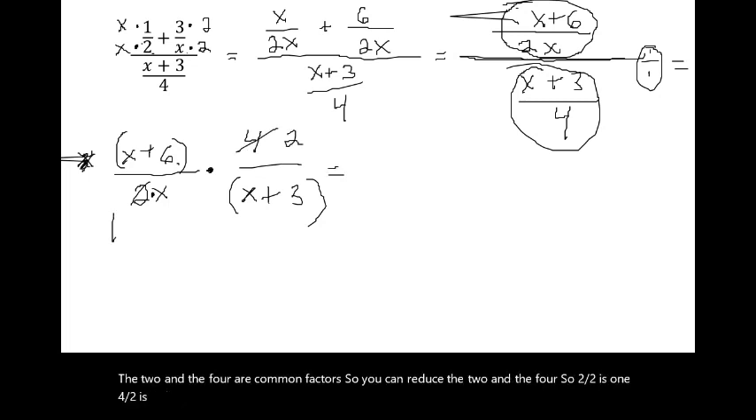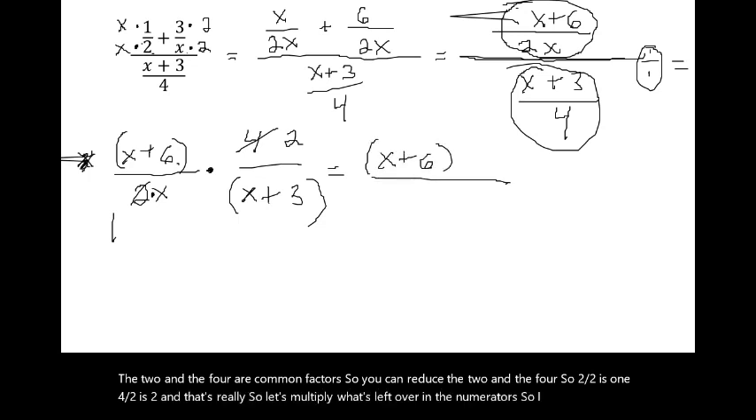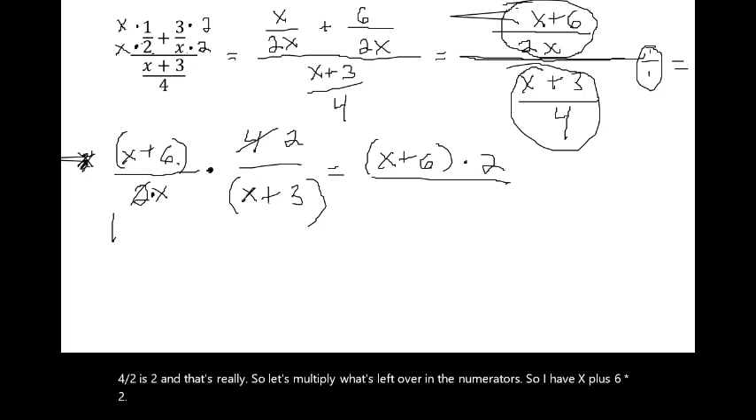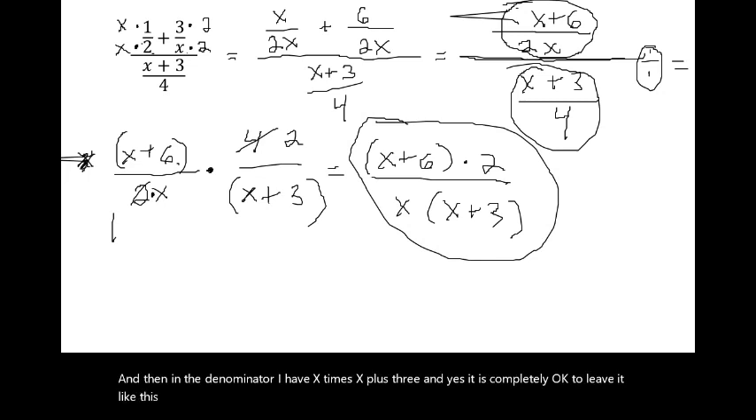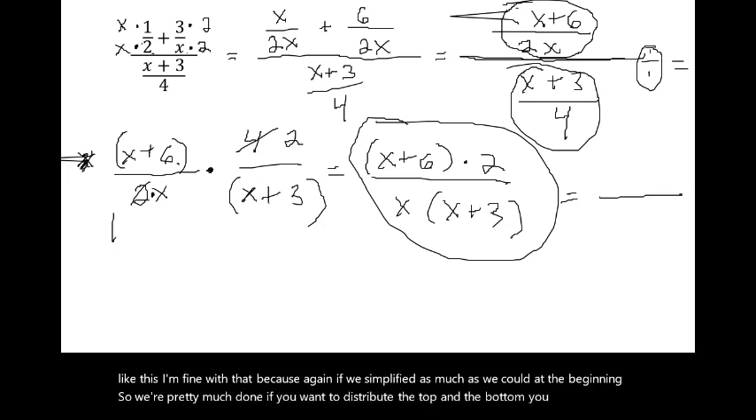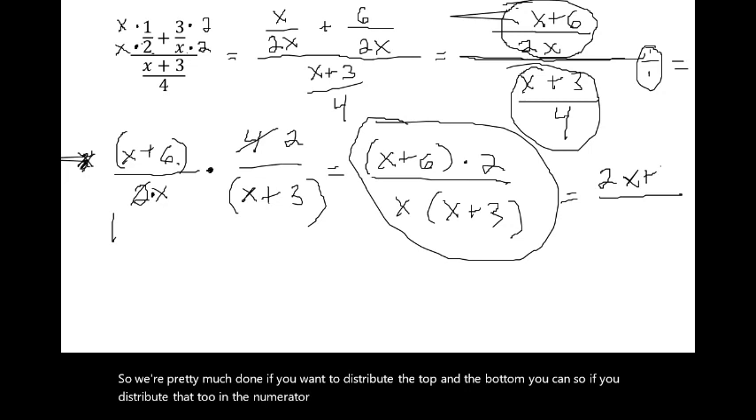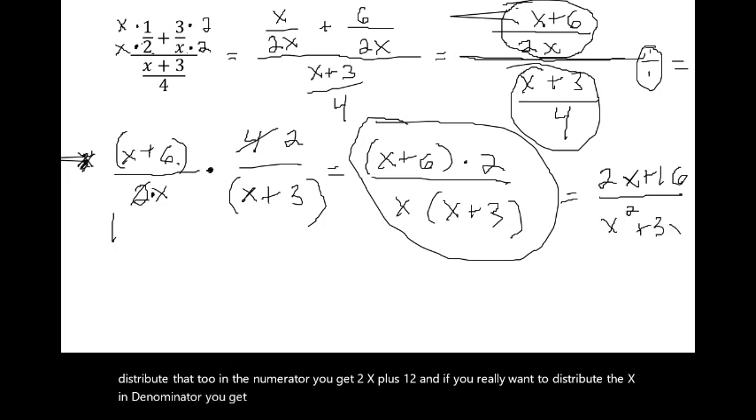And that's really it. So let's multiply what's left over in the numerators. So I have x plus 6 times 2. And then in the denominator, I have x times x plus 3. And yes, it is completely okay to leave it like this. I'm fine with that because, again, we simplified as much as we could at the beginning, so we're pretty much done. If you want to distribute the top and the bottom, you can. So if you distribute that 2 in the numerator, you get 2x plus 12. And if you really want to distribute that x in the denominator, you get x squared plus 3x. I don't really care which one you give me. So either one of these is perfectly acceptable.